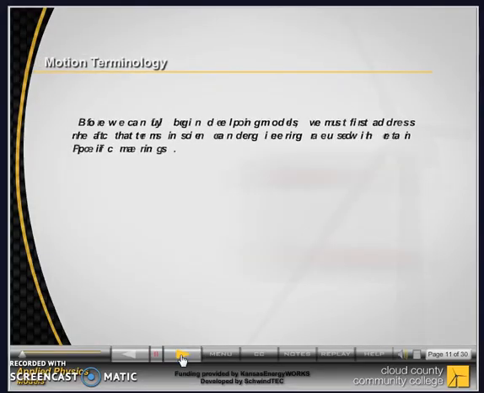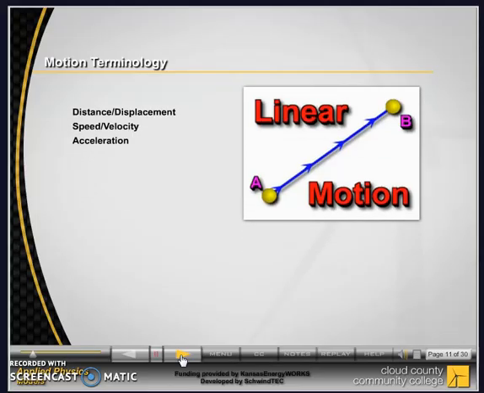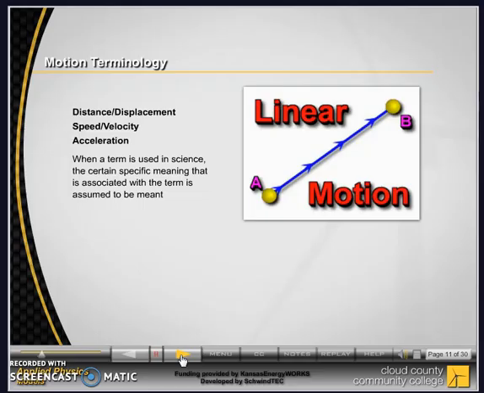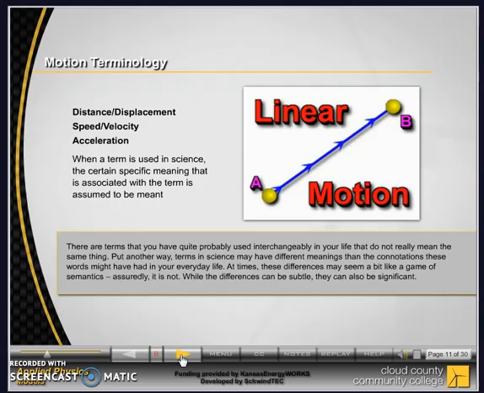Before we can fully begin developing models, we must first address the fact that terms in science and engineering are used with certain specific meanings. When a term is used in science, the specific meaning that is associated with the term is assumed to be meant. There are terms that you have quite probably used interchangeably in your life that do not really mean the same thing. Put another way, terms in science may have different meanings than the connotations these words might have had in your everyday life.